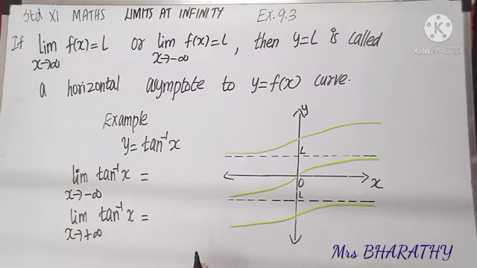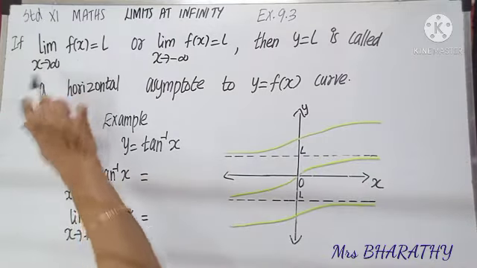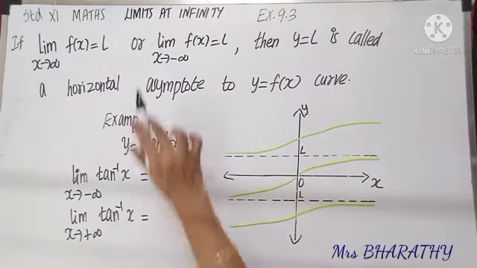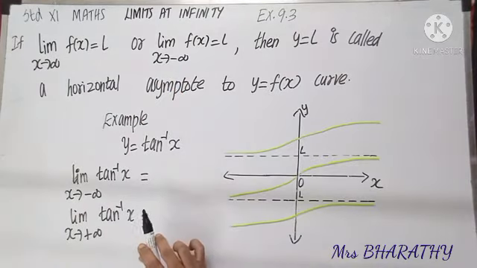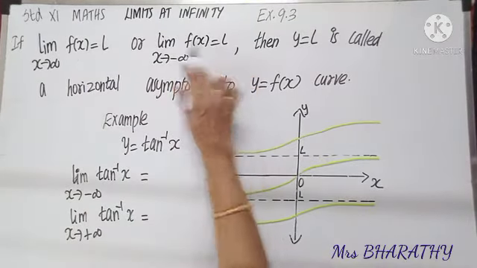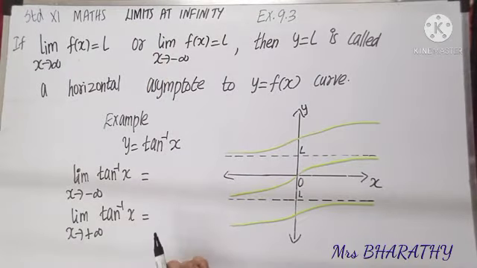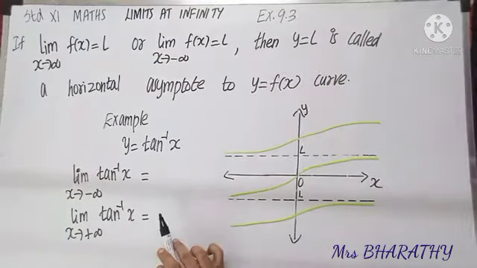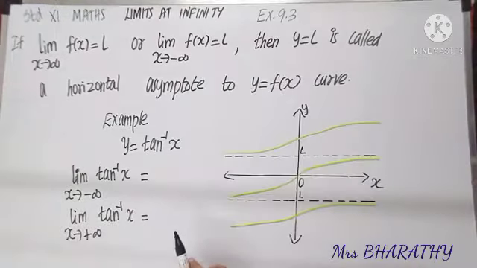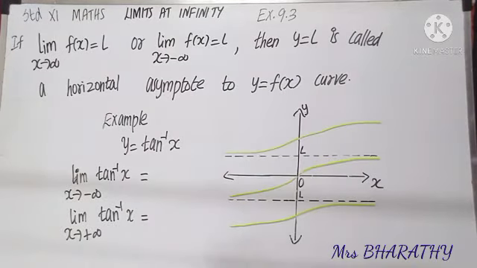Limits at infinity. When x is tending to plus infinity or when x is tending to minus infinity, L is the limit which we call limits at infinity. This y is equal to L is a horizontal asymptote to the curve. For example, let us see the curve of tan inverse x.